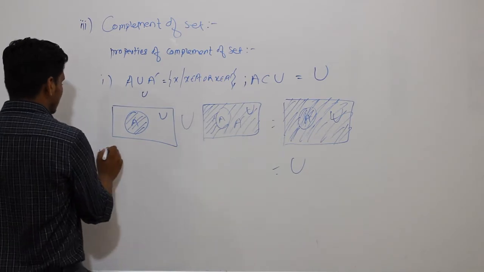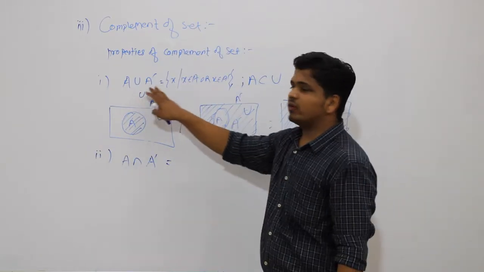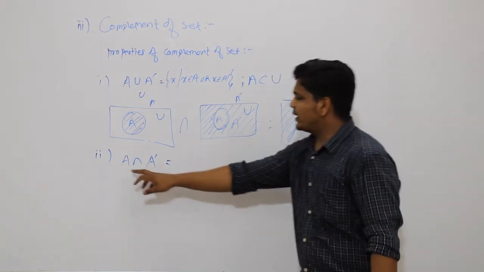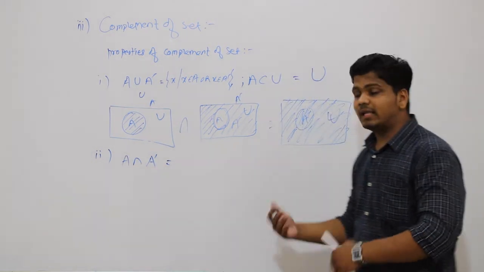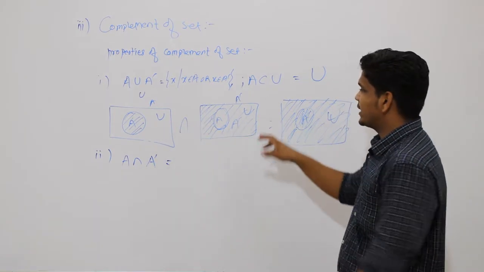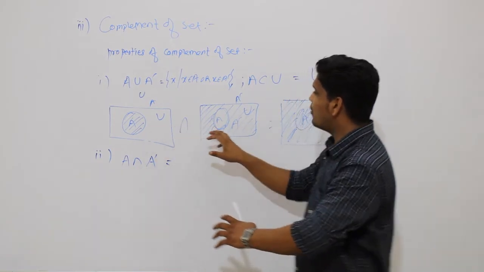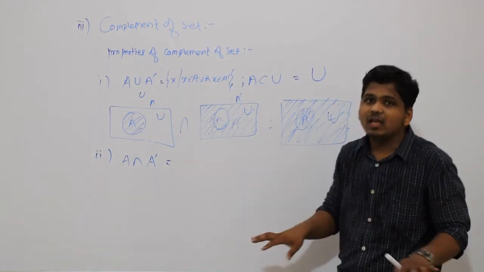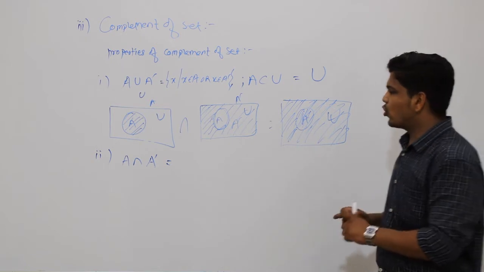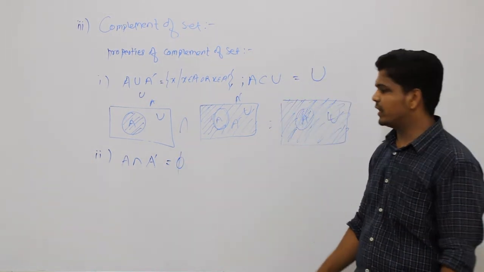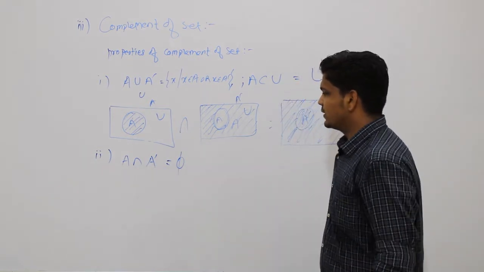Now we have calculated A union A dash. Now I will calculate my A intersection A dash. I will take all elements of A and elements of A dash as well. But I am not having any element common to A and A dash, since my A dash consists of those elements that are not in A. A and A dash will have no common element. So A intersection A dash will become phi, definitely. That is nothing but your second property.